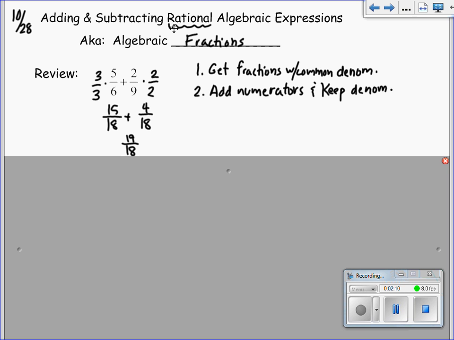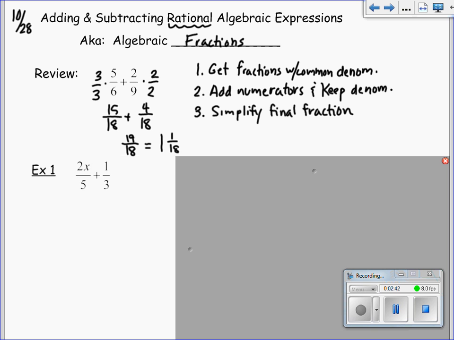Now, 19 eighteenths is an improper fraction, so most students would say we should change that to 1 and 1/18. So a third step is to simplify your final fraction if needed. Most of the problems today you won't have to do that with, but that's good practice. All right, so keep that in mind. Those are the same steps we use as we work with algebraic fractions.